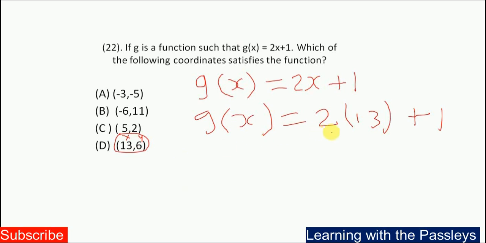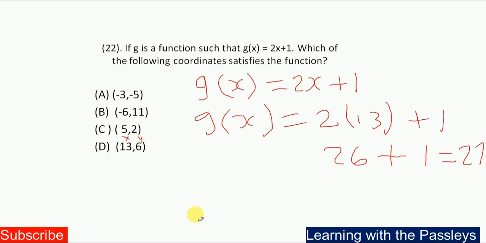Calculate. 13 times 2 is 26, plus 1 equals 27. Therefore, D is not the correct answer because we have a 6 right here and we have a 27 right here. Hence, D does not satisfy this function.